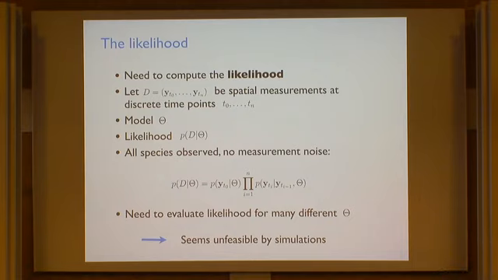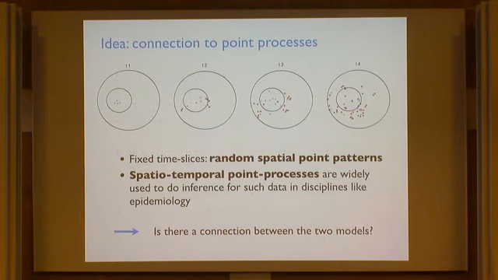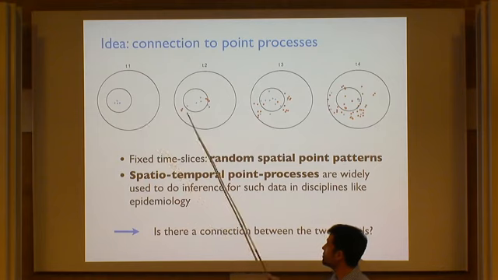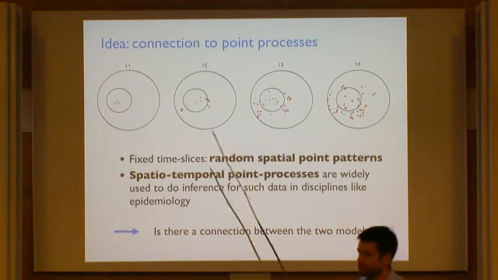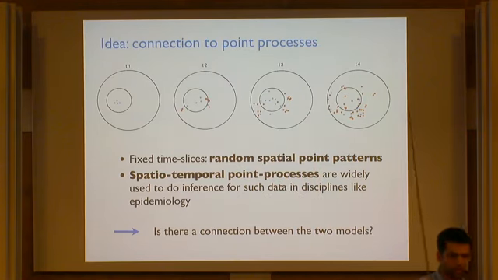So we thought, can we come up with some clever way of doing this more efficiently? And before starting to introduce the methods, I want to give you the basic intuition that we had at the beginning when we started with this project. So let's look at the data again that we're considering. We have spatial measurements at discrete time points. If you look at a single time point, then this is just a random point pattern, right?